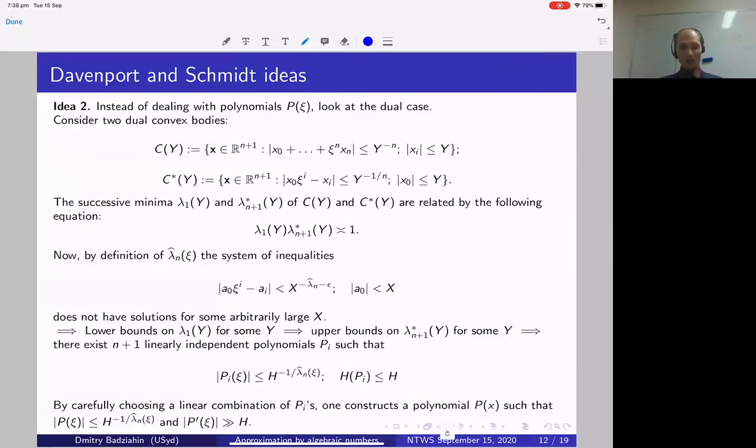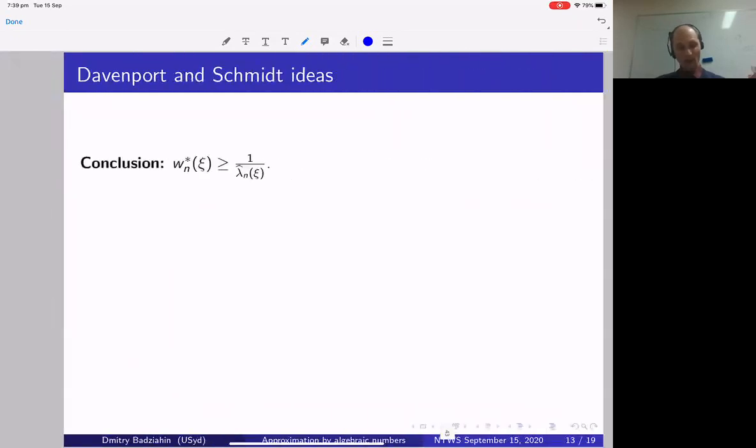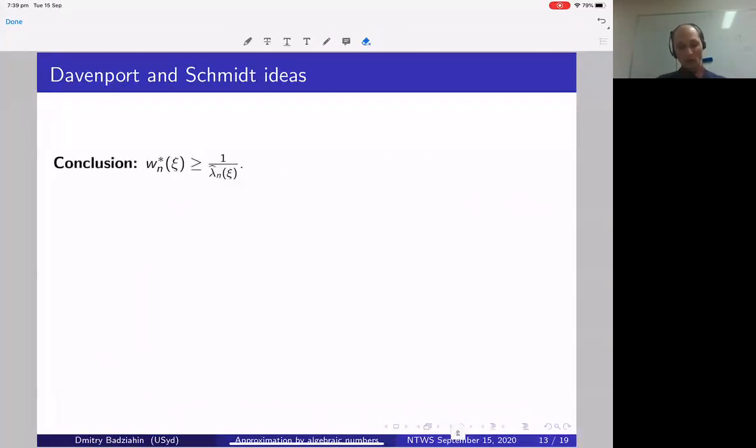And after that, because we have so many linearly independent polynomials, we can carefully choose a linear combination so that the value of that linear combination is still small. So P of xi is still smaller than h to the power minus one over lambda n hat of xi. But the derivative is rather high: P dashed of xi is at least h. And the conclusion from this method is that w n star of xi is always at least one over lambda n hat of xi. So that gives us a lower bound for w n star of xi in terms of lambda n hat of xi.